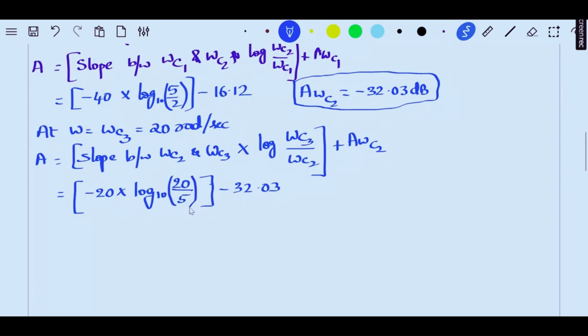Therefore, if I solve this, minus 20 into log of 20 divided by 5 is minus 12.04, minus 32.03 will give you minus 44. So therefore, A omega C3 is minus 44.07 dB.